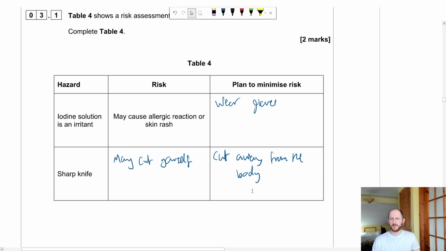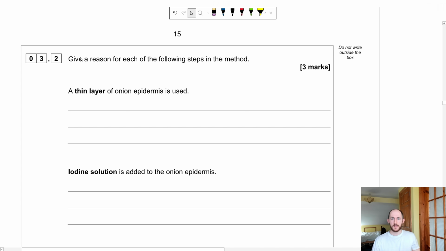There is one thing that I heard someone say once, which was avoid using a blunt knife, and I get what you're saying. If you use a blunt knife, you have to put more pressure on, and so it's more dangerous. Not accepted, unfortunately. Give a reason for each of the following steps. A thin layer of onion epidermis is used. Well, why does it have to be thin? So you can see through it. There's a few different things you could say. So you can either say, so light can penetrate. Because remember, we want it to be slightly transparent. Light can penetrate.